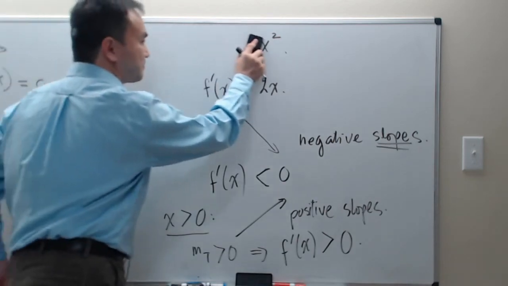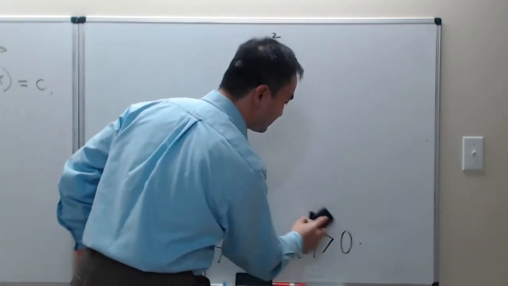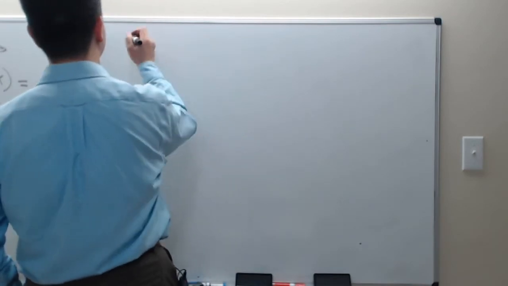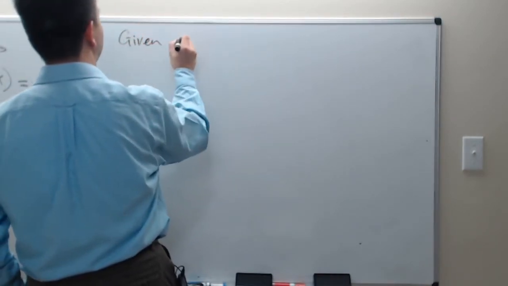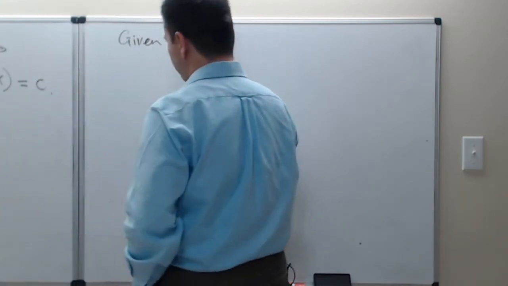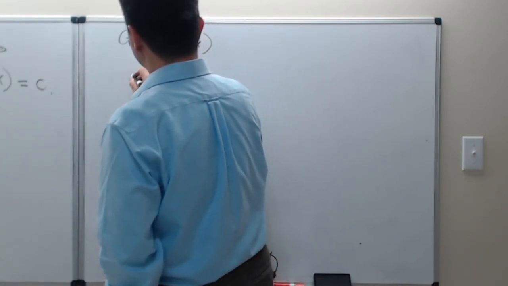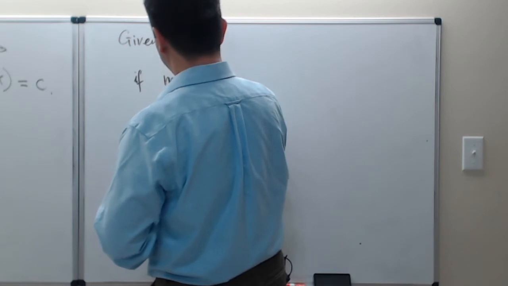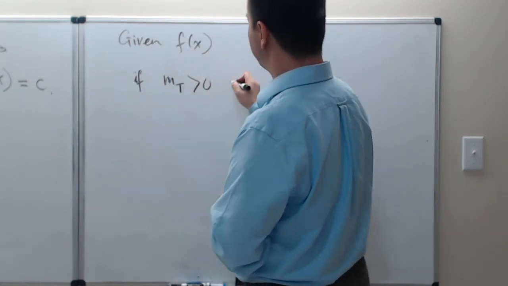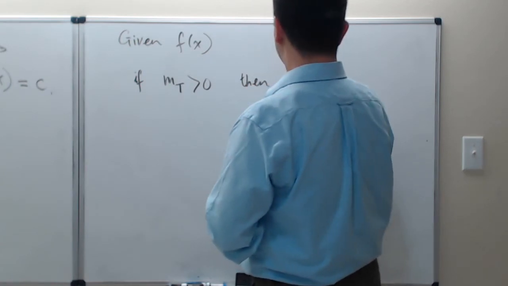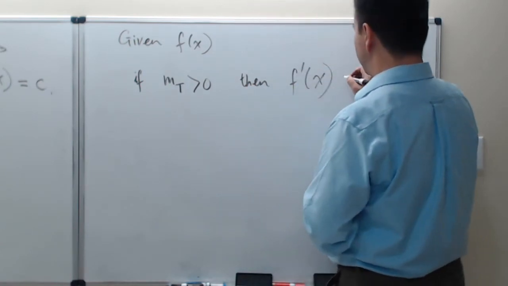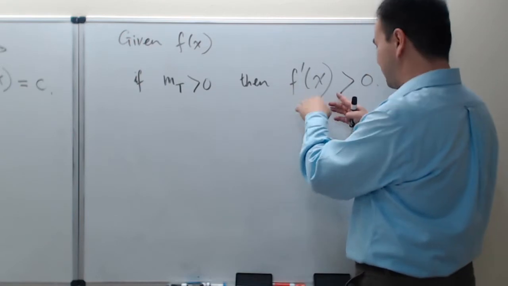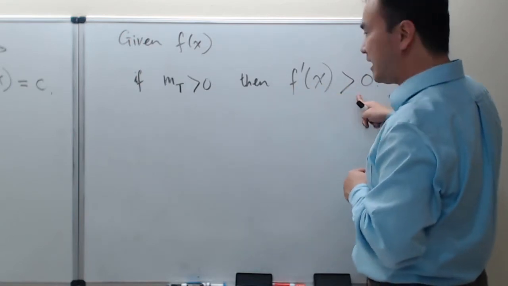So we are given any function f of x. If the slope of the tangent line is positive, then that also means our f prime, the function f prime, even though we don't know the graph of that yet, has to be a positive function.